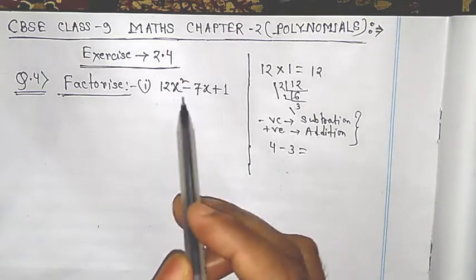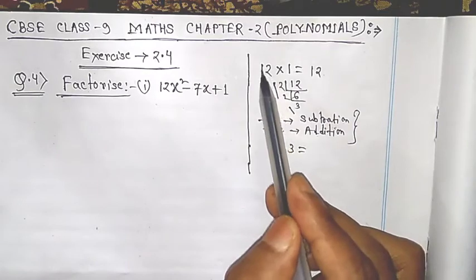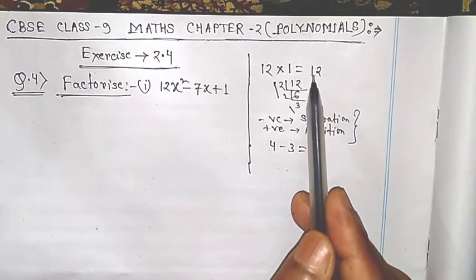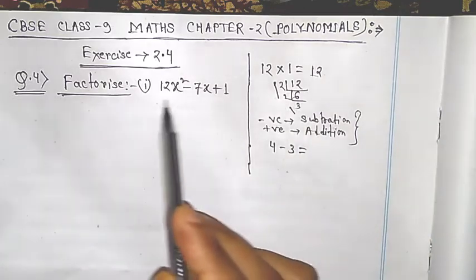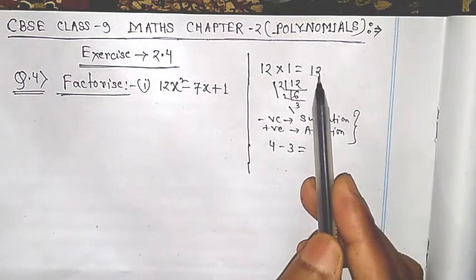So first you have to multiply the coefficient of x square. What is the coefficient of x square? It's 12, and the constant term is 1. So what do we get? 12. So the first step is multiply coefficient of x square and constant term, then we get 12.